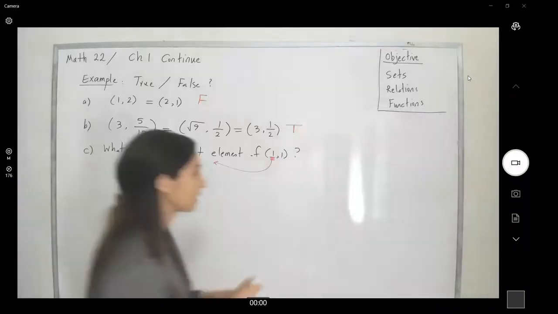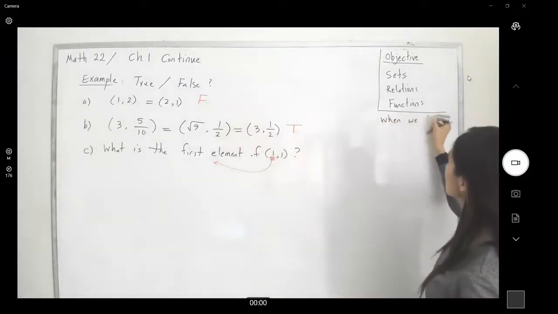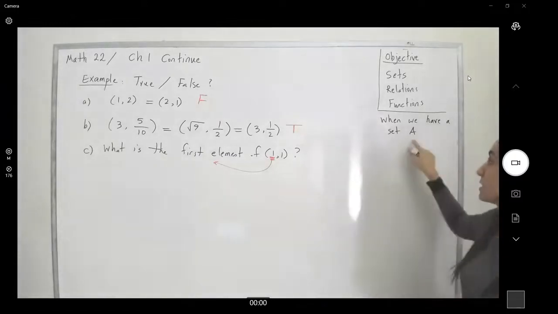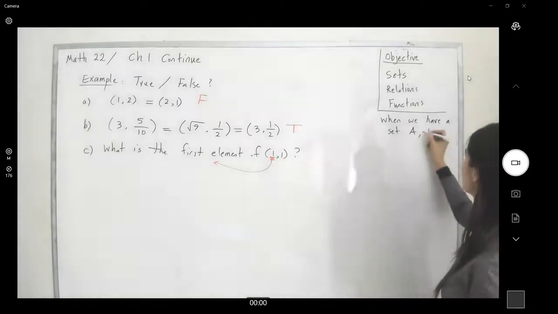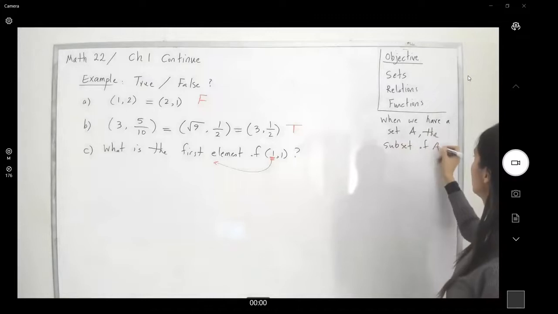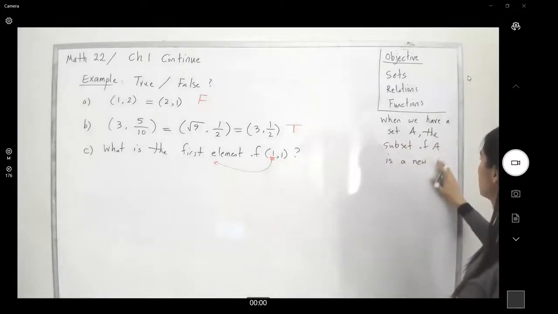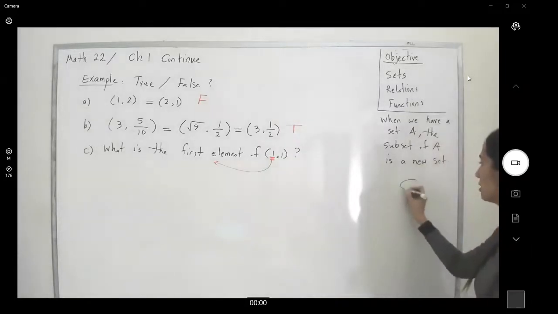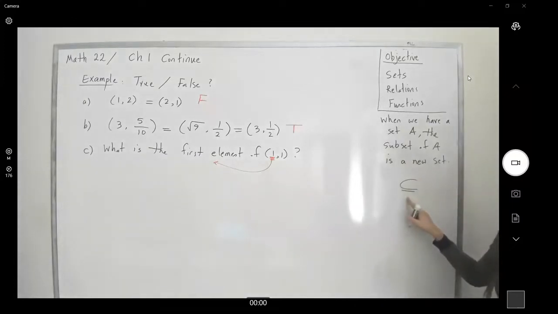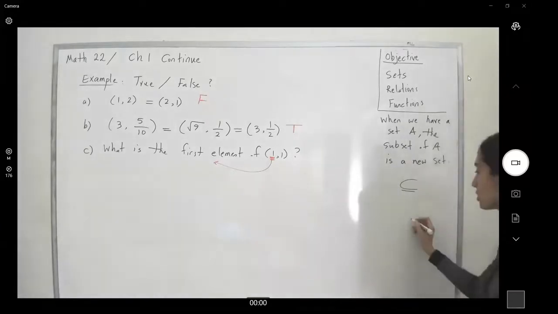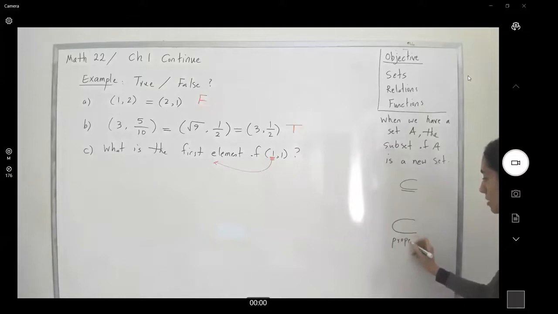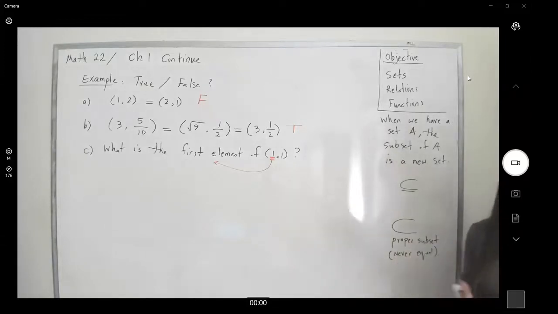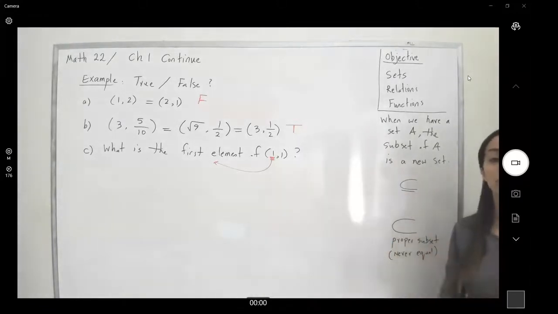So remember last time we said that when we have a set like A or B, we can take a subset of set A and define a new set. The subset of A is a new set. If you have the possibility they are equal to each other, remember that you use the notation subset or equal. If you are sure that they are not equal to each other, you use the symbol proper subset. Never equal. But if you don't know, you use the general notation for being a subset.